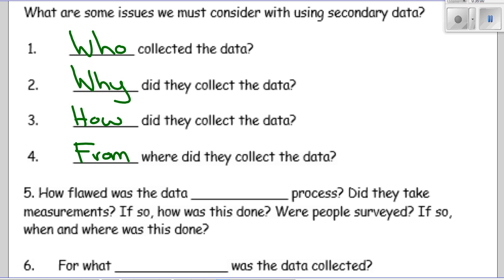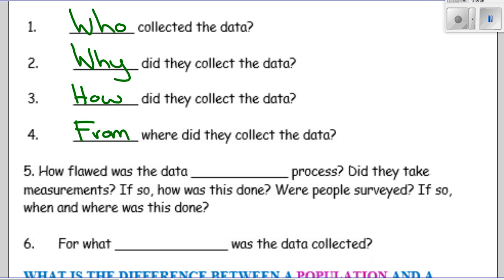Ah, got you. For what? Why was the data collected? For what reason? Yep. For reason, purpose, any of those. Yeah, that's true. I was thinking who. So do you want to change that one to when? No, why?